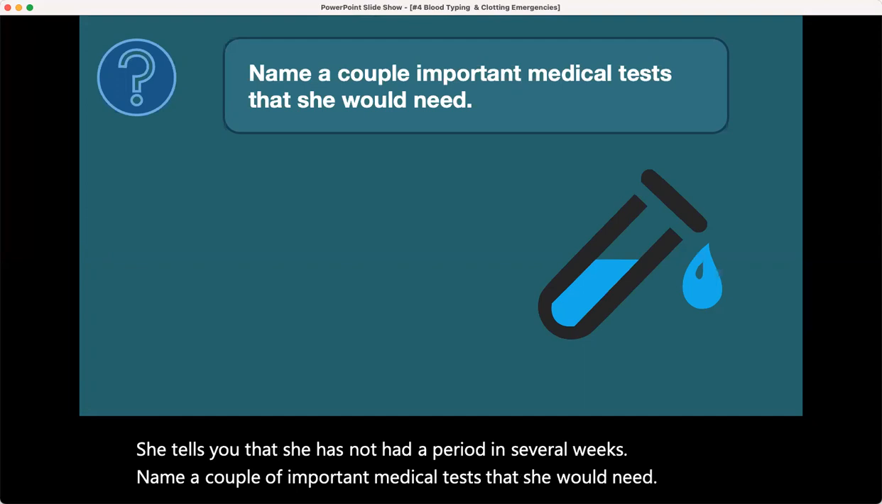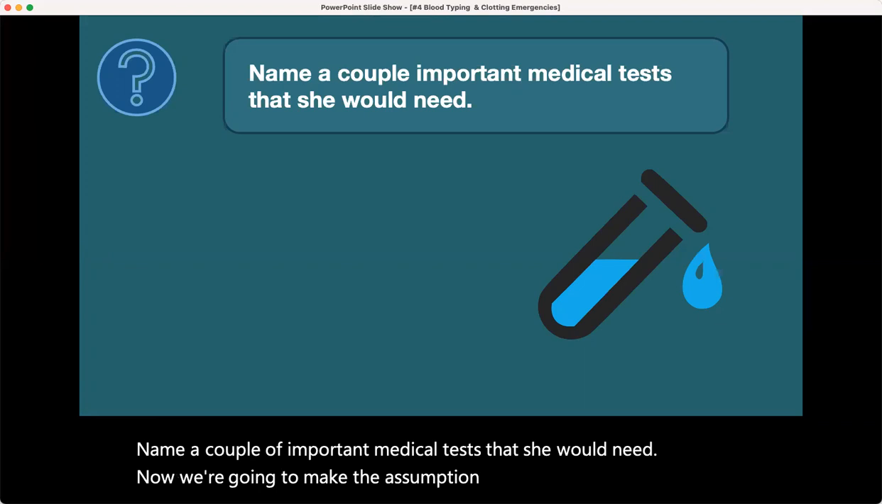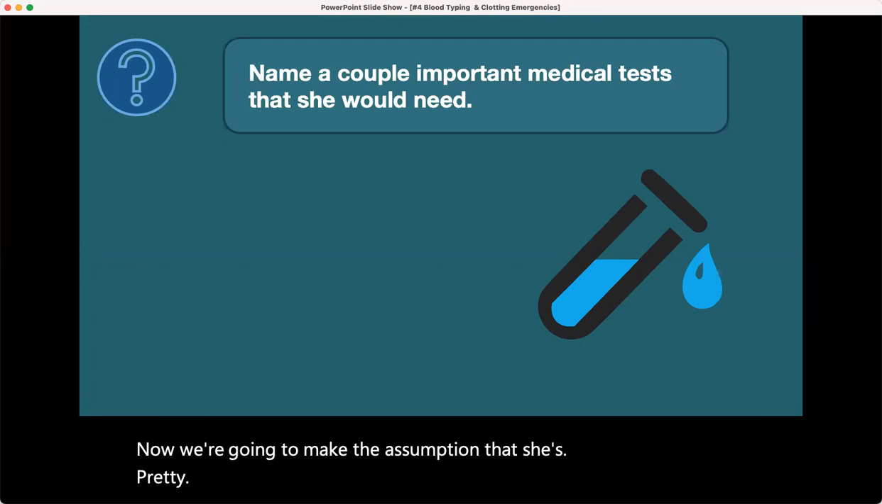Now we're going to make the assumption that she's pretty, goes fast and loose. How about I use that?